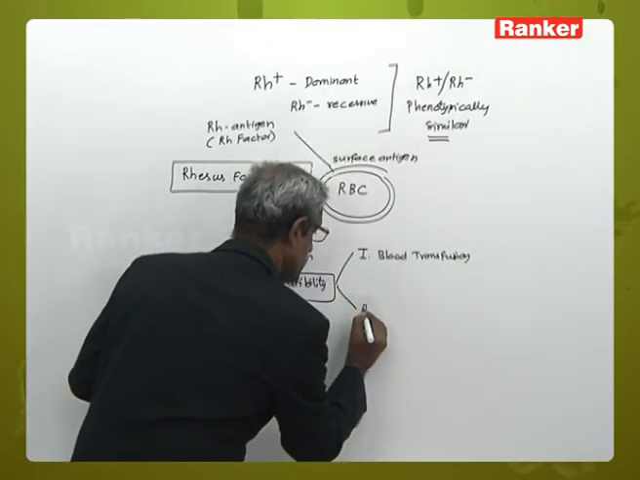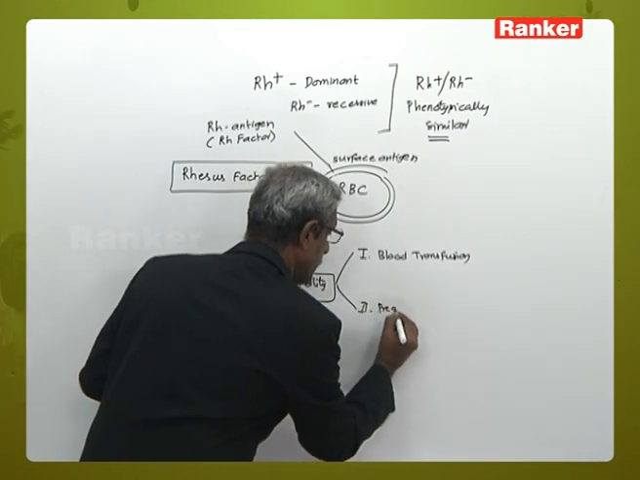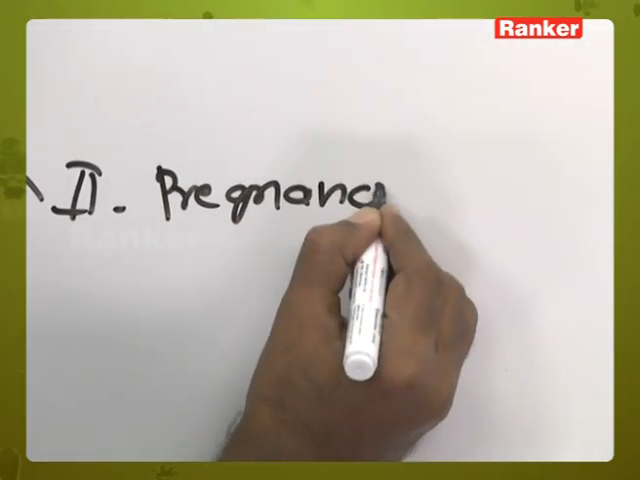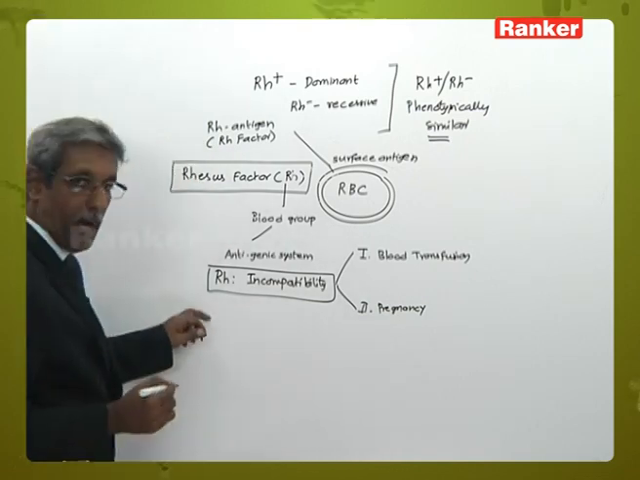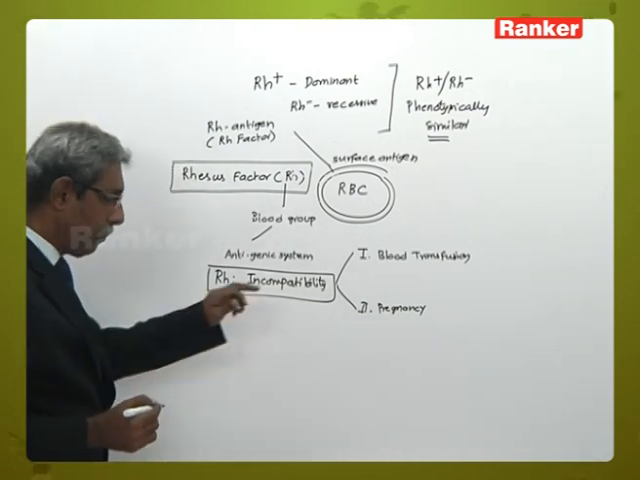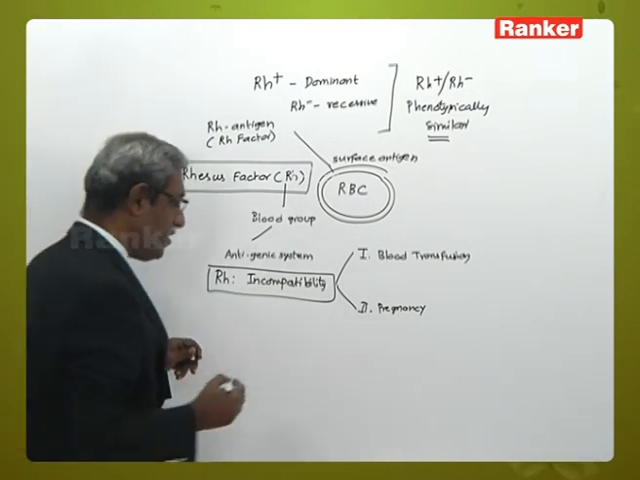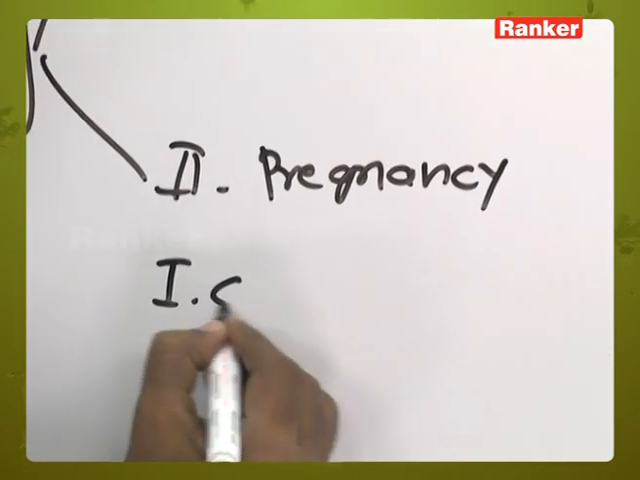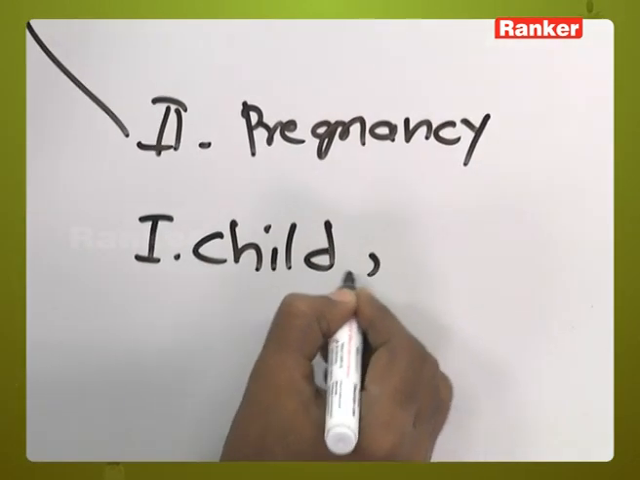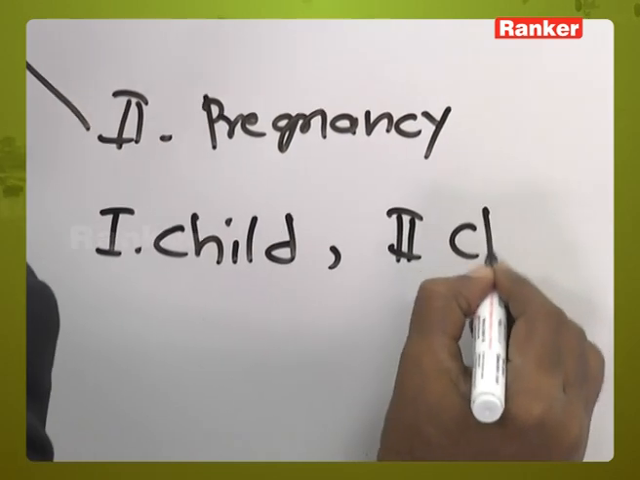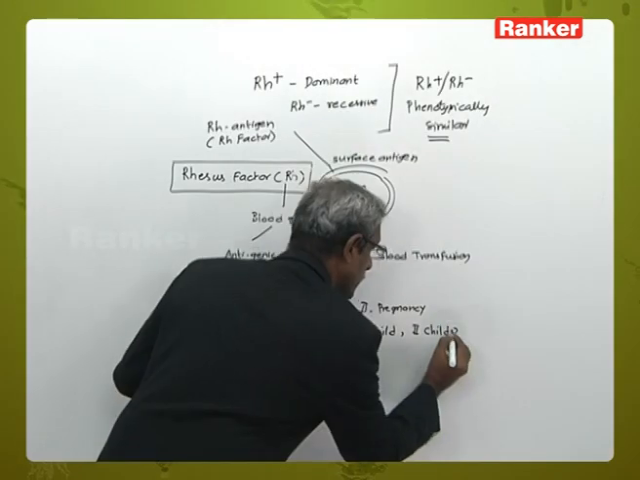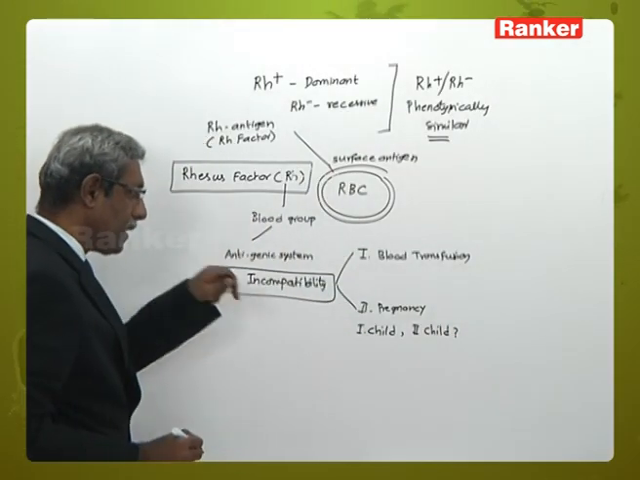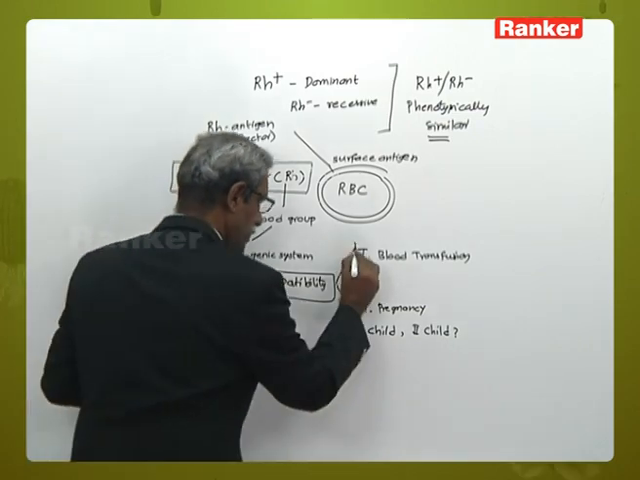And second, it can also occur during pregnancy. How does Rh contribute to pregnancy when the first child is born, as well as when the second child is born? So we will have to be studying Rh incompatibility in terms of blood transfusion.